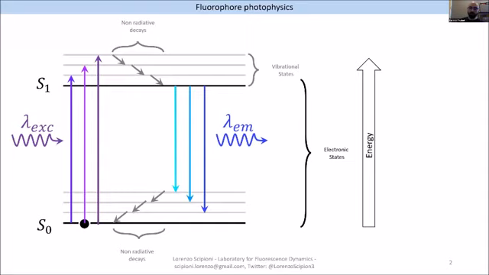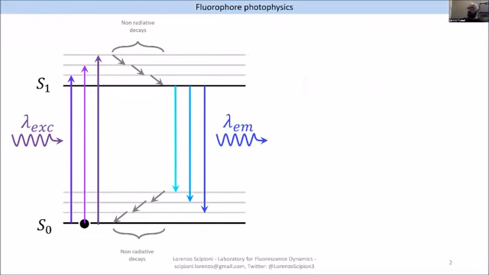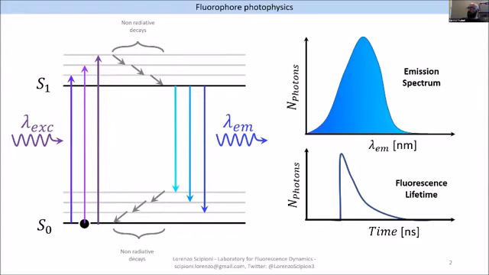This is very useful, of course, in fluorescence microscopy, because it allows to separate the light that's used for excitation from the light that's coming from the sample. So this process has two main properties, one being the emission spectrum, so the distribution of wavelengths that can be emitted by the fluorophore, and the fluorescence lifetime.